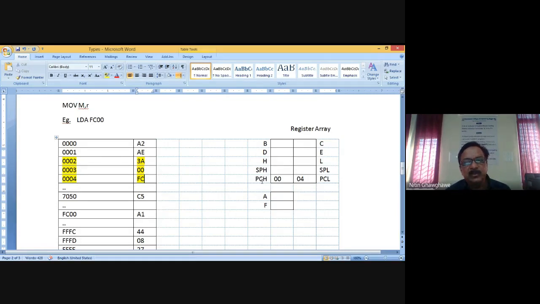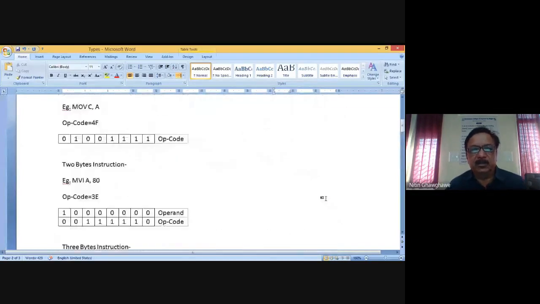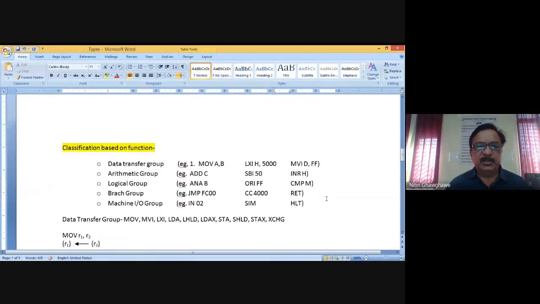And once its execution command is given, once it is executed, what will happen? This A1 is the data at FC00. The accumulator will hold this A1. After execution, the accumulator, this A stands for accumulator, and F stands for flag. So in this way, execution will take place. In this way, there are various instructions I tried to explain.